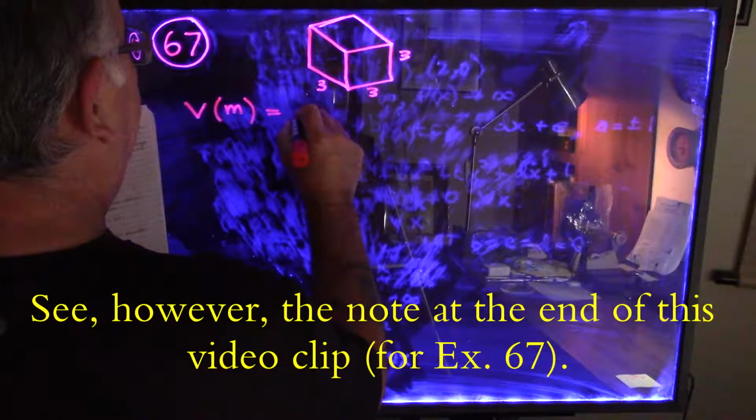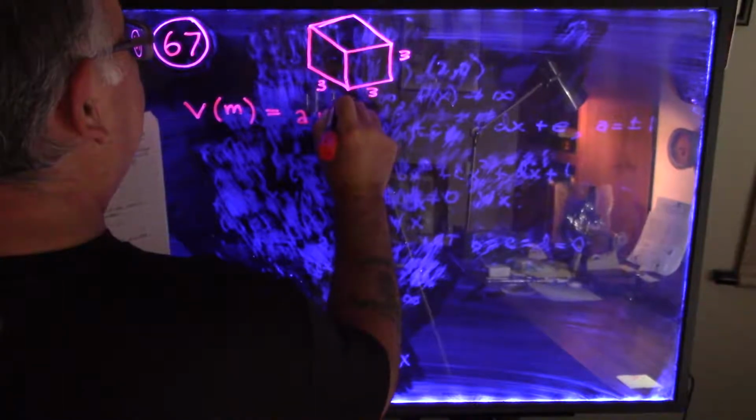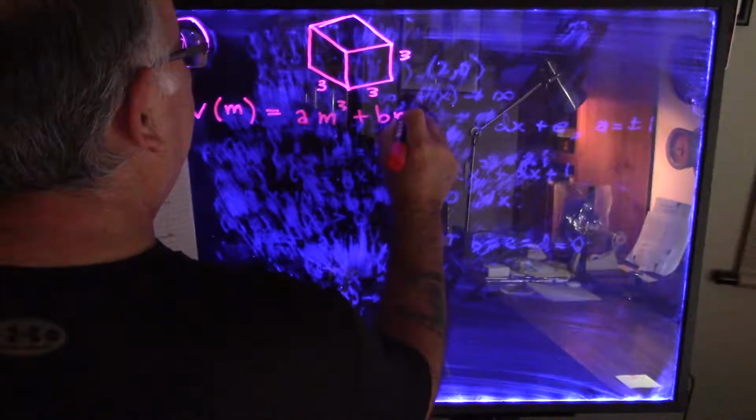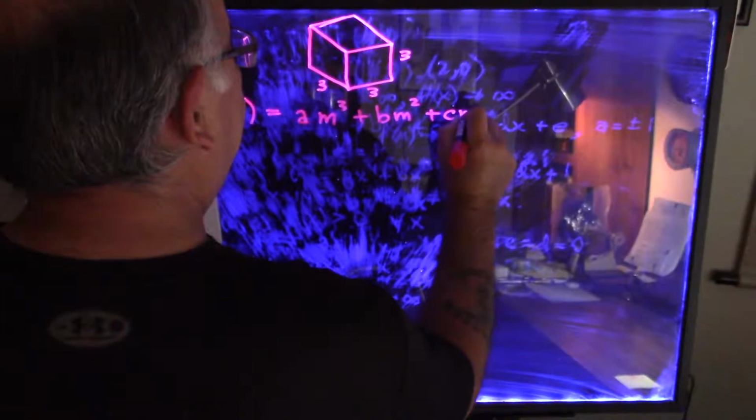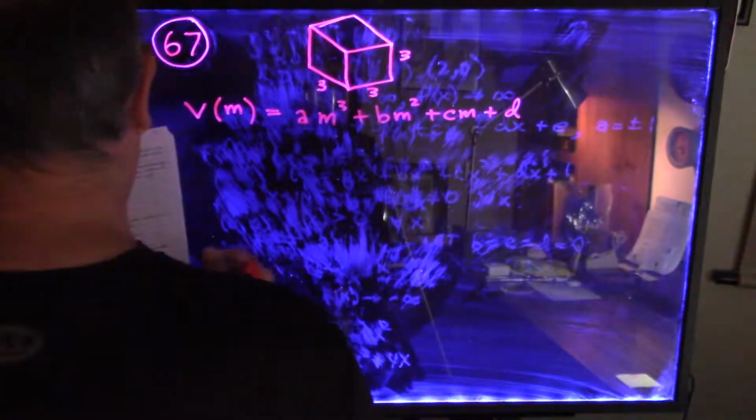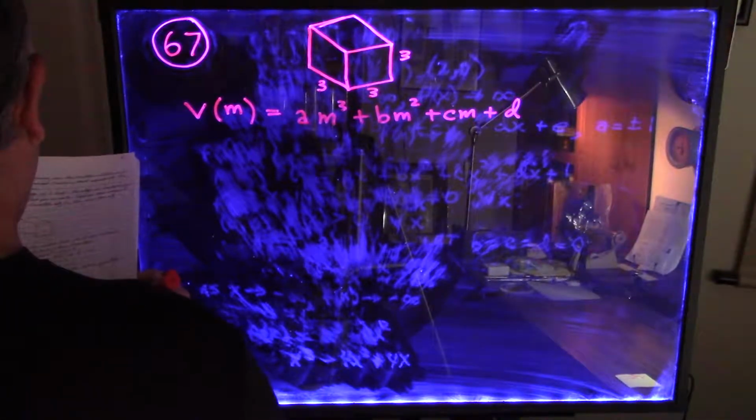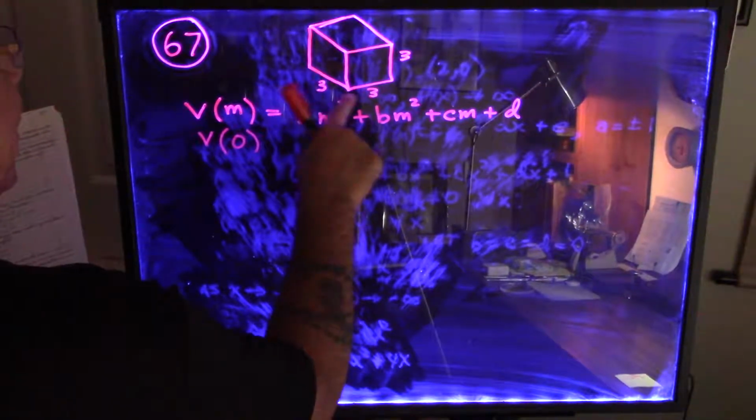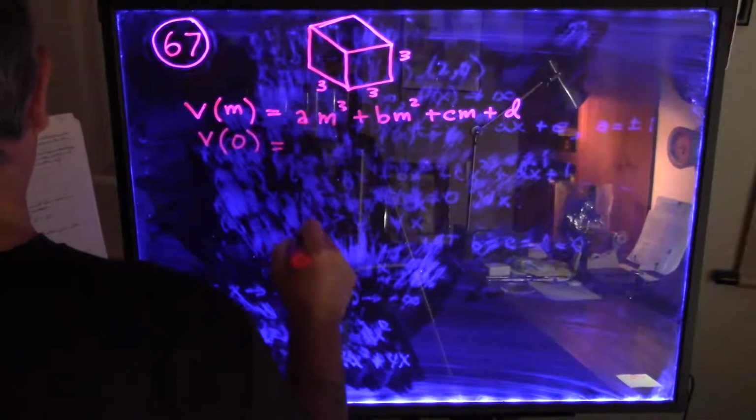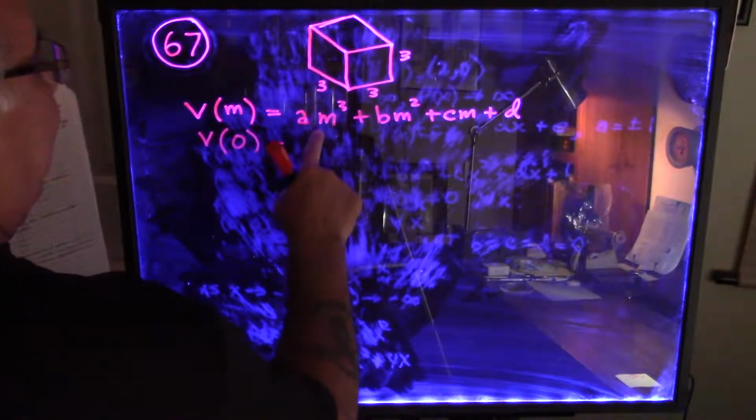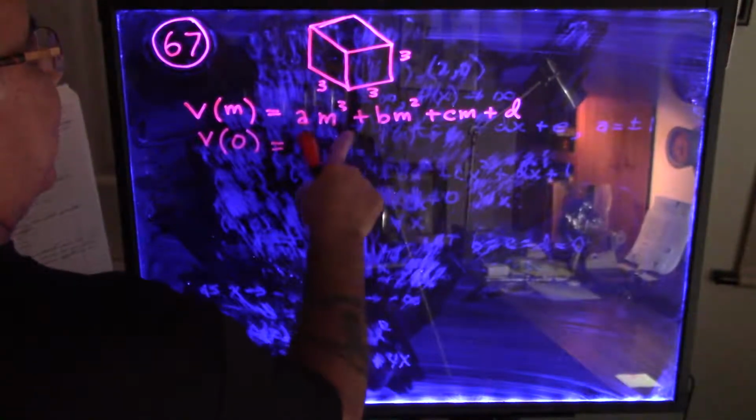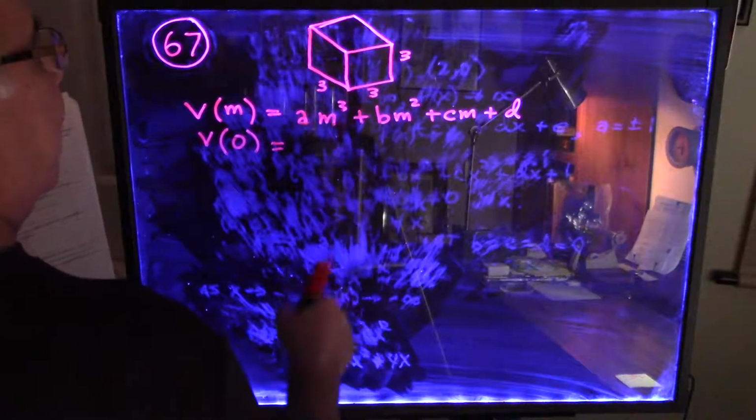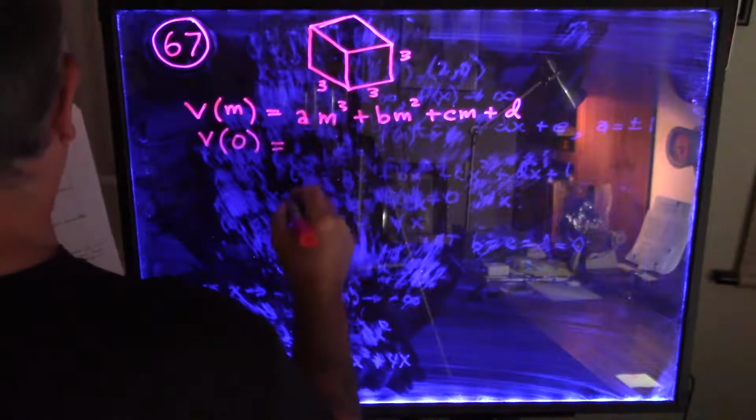So a m cubed, m is the variable here, a m cubed plus b m squared plus c m plus d. Now the initial volume, V of 0, in other words, the starting volume, is illustrated by that picture, and it's 27. Now V of 0, when m equals 0, all of these terms become 0 except for d, and V of 0 equals 3 times 3 times 3, which is 27. So d must equal 27.